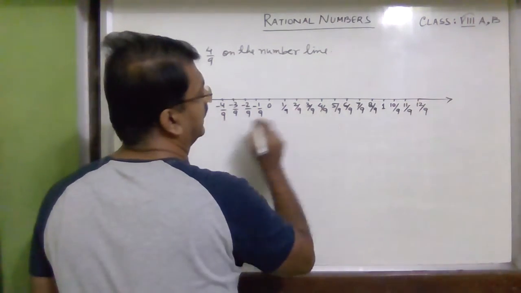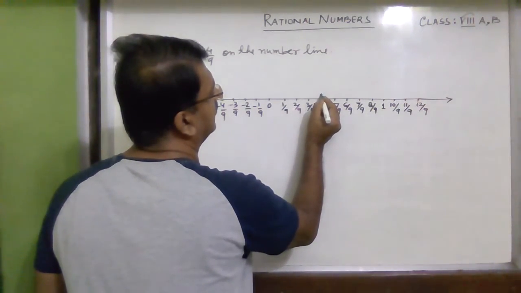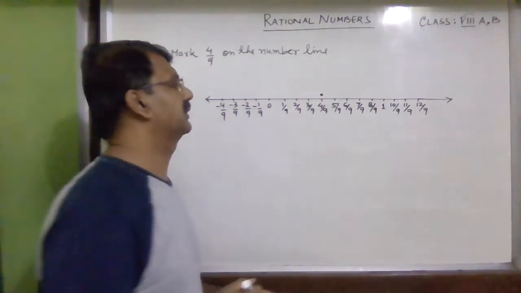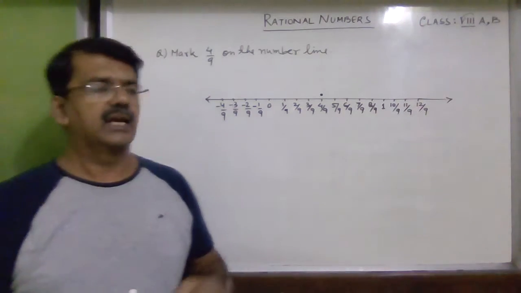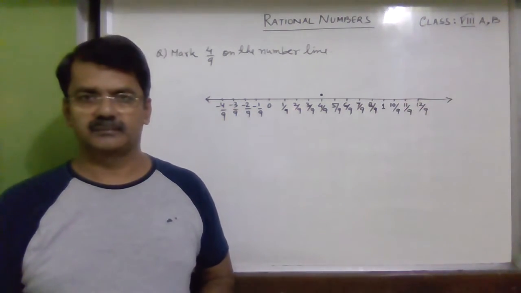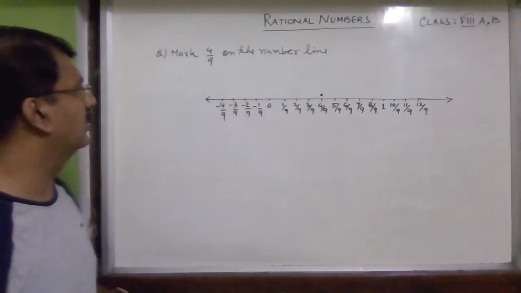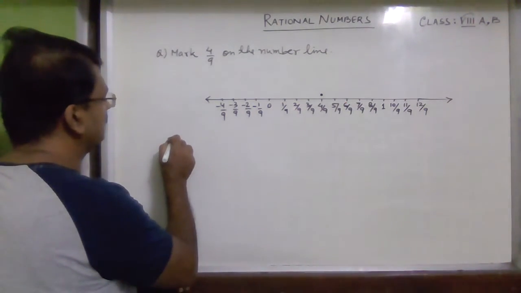Now what we do, our number is 4 by 9. So at 4 by 9 you have to make this dot. At 4 by 9 you will make this dot. Clear? Now this is your answer. Okay? One more question.